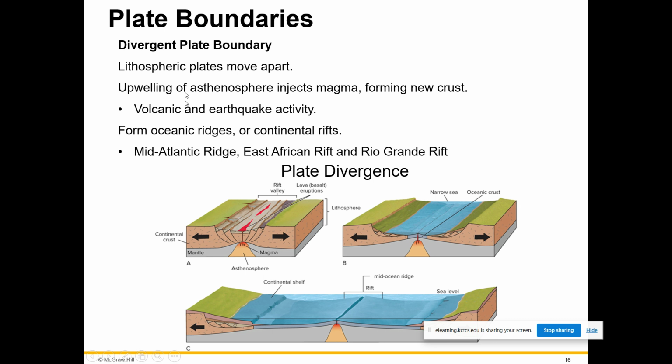And then it gives some examples. We've got the Mid-Atlantic Ridge, the East African Rift, and the Rio Grande Rift. So this is in the ocean, and the rifts are still on continents. And then we do get a lot of volcanic and earthquake activity because things are moving.